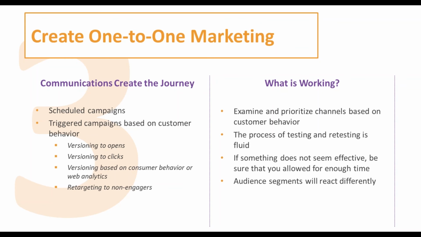Well, that data is gold, and it's very important to utilize that data. We want to communicate to somebody who opens an email differently than we communicate to somebody who doesn't. If somebody engages, we're going to talk to them differently than somebody who doesn't. Audience segments will react differently as well. Think of that visual with the gentleman on the left-hand side and the lady on the right-hand side. Those are two completely different audiences, and how we communicate to them, when we communicate to them, should be very, very different.